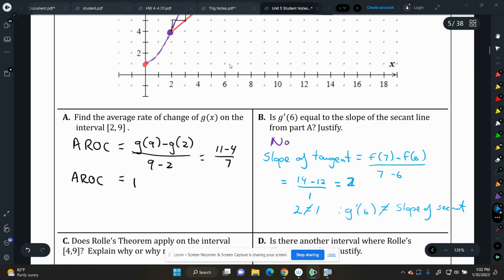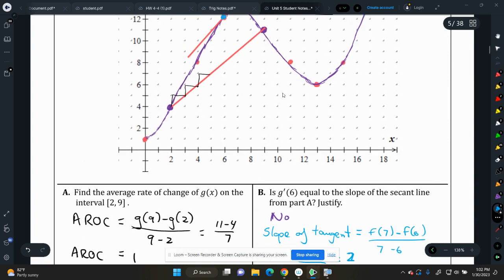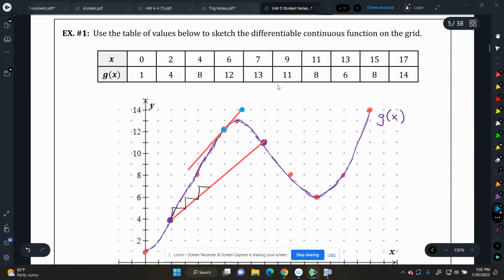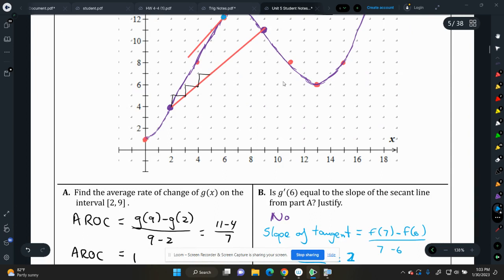Right. Okay, I'm sorry, Caitlin. Say that again. Are we still working on the interval 2 to 9? Because that's where we found the secant line was 1. Well, is g prime of 6 equal to the slope of the secant line from part A? So yes. Oh, I didn't see the from part A. Yeah. Yep.